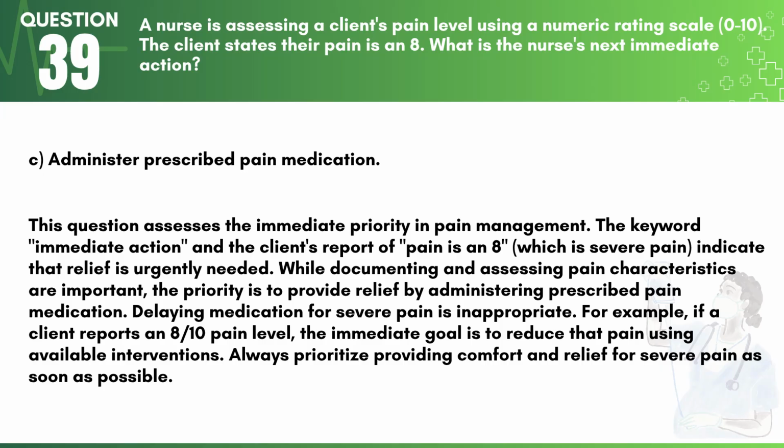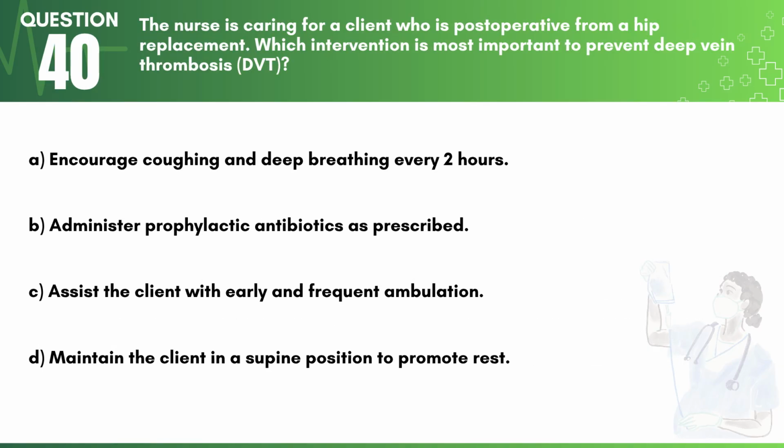For example, if a client reports an 8/10 pain level, the immediate goal is to reduce that pain using available interventions. Always prioritize providing comfort and relief for severe pain as soon as possible. Question 40. The nurse is caring for a client who is postoperative from a hip replacement. Which intervention is most important to prevent deep vein thrombosis, DVT?